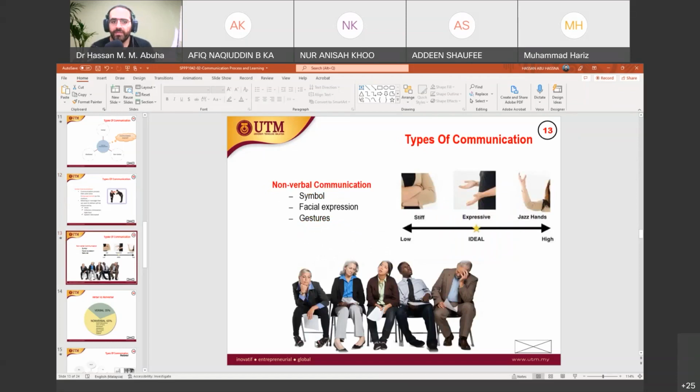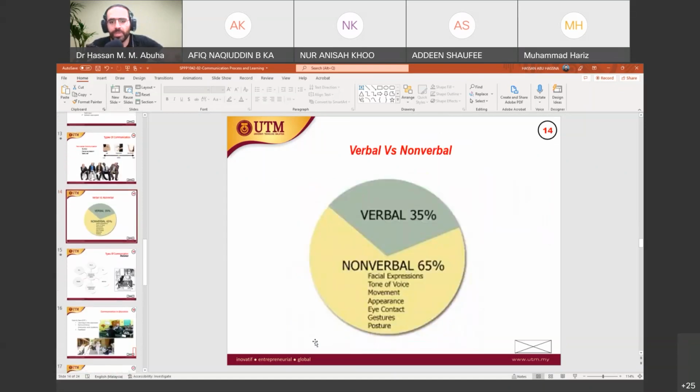And then for the nonverbal, it includes anything else but the verbal communication. So anything but the verbal is considered to be nonverbal communication, which includes the facial expression, body language, eye contact, anything that is not verbal. And as I mentioned, we use nonverbal communication for 65% of our daily life.